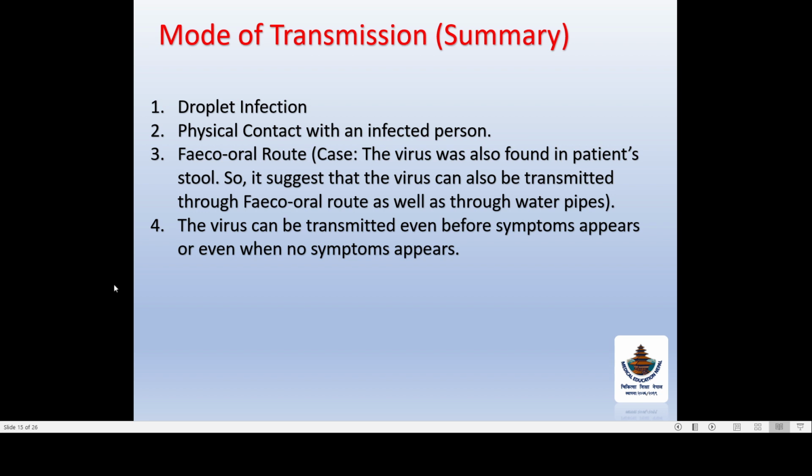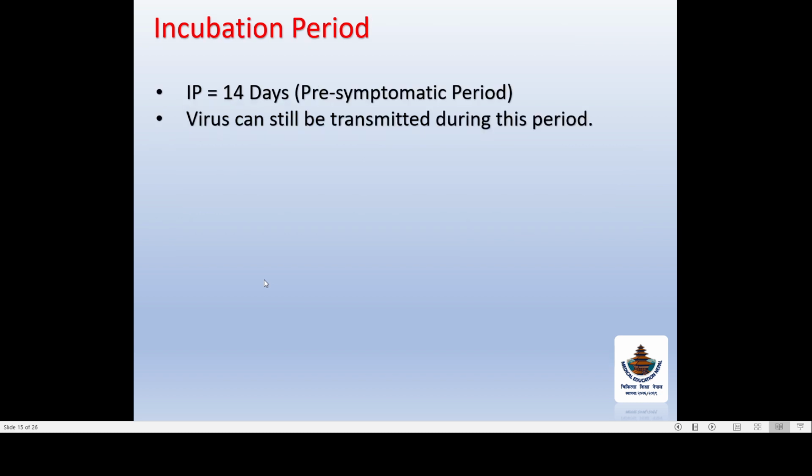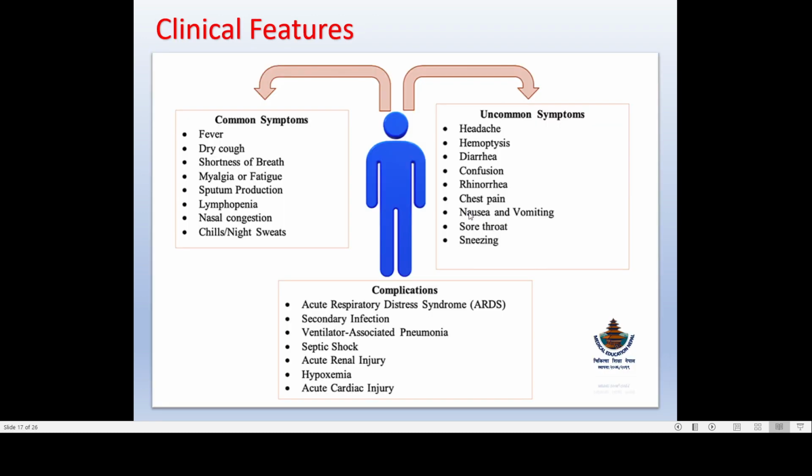The virus can be transmitted even before symptoms appear or even when no symptoms appear. The incubation period is on average 14 days, and the virus can still be transmitted during this period. Now the clinical features: the common symptoms, the uncommon symptoms, and the complications that may arise from COVID-19. Fever, dry cough, shortness of breath, and fatigue are the most common symptoms. Uncommon are headache, diarrhea, and confusion. Complications include ARDS, acute respiratory distress syndrome, secondary infection, septic shock, and acute renal injury.